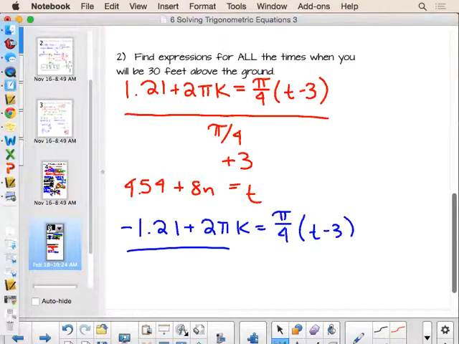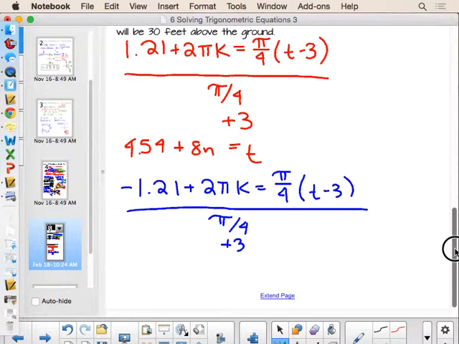I'm going to do the same thing. Divide by pi over 4, add 3. And then what we get for our solution in this case is 1.46.